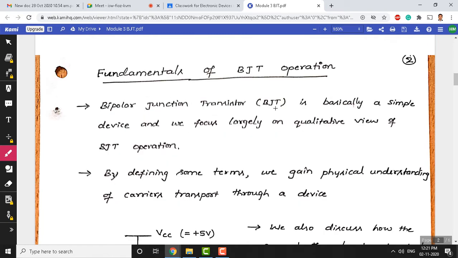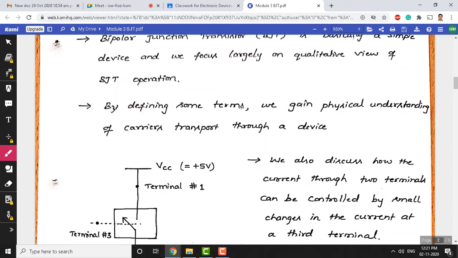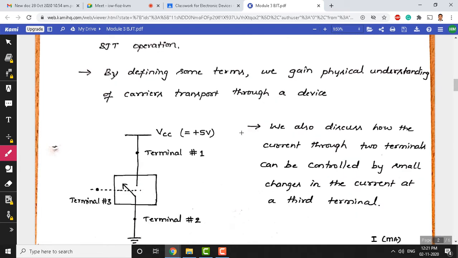The bipolar junction transistor is basically a simple device, and we focus largely on a qualitative view of BJT operation. We don't go for any statistics. We mainly focus on an empirical or abstract point of view. We discuss mainly the phenomena and broadly the concepts here. We don't worry too much about the typical values while discussing the BJT. By defining some terms, we gain a physical understanding of carrier transport through the device. Let us see what those terms are.